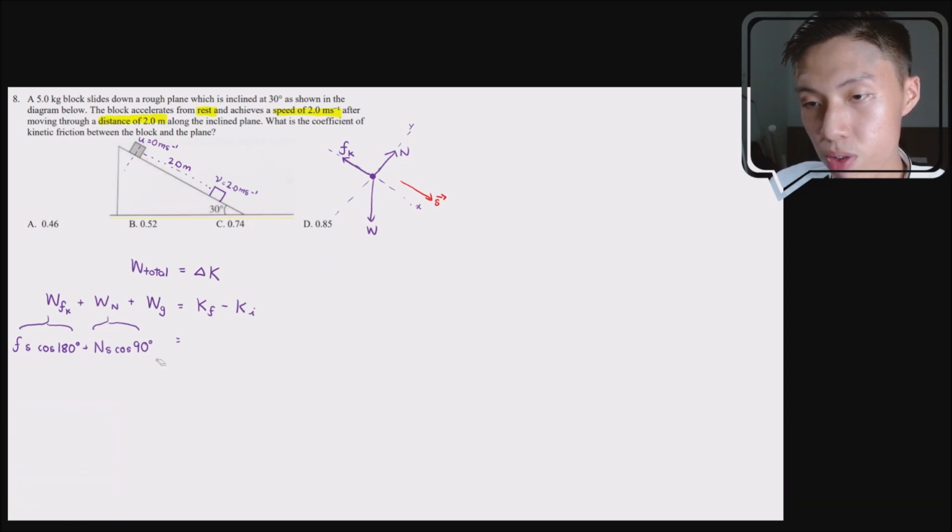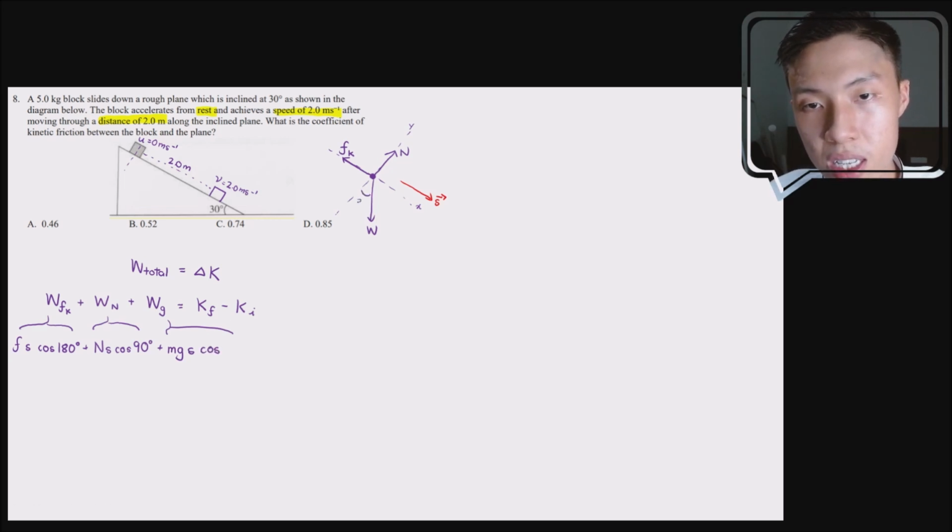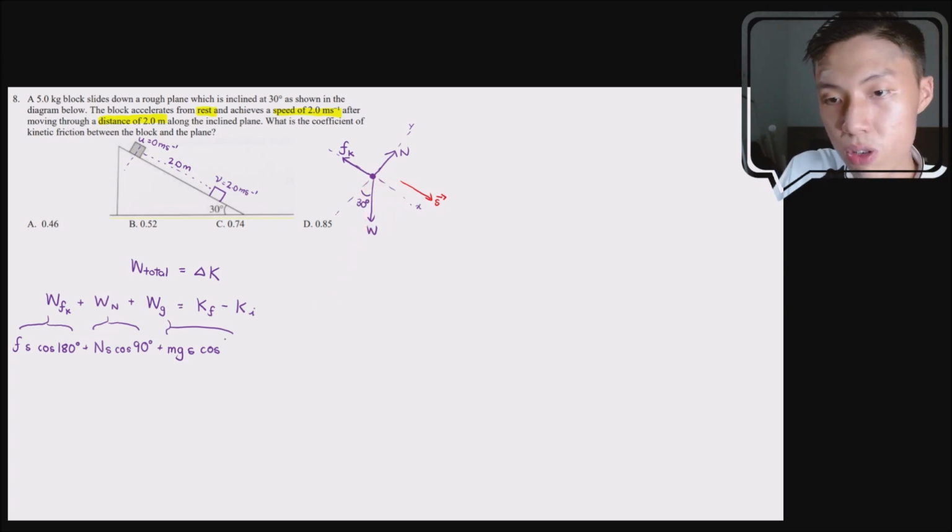Okay, let's move on to the third one, which is the work done by gravity. Work done by gravity here, we know work done will be weight times the displacement times the cosine of the angle between them. We know that over here, this is 30°. So the angle between the displacement and the weight should be this side over here. This line and this line form a 90° angle. So 90° minus 30°, you get 60° over here. Therefore, it should be cosine 60°.